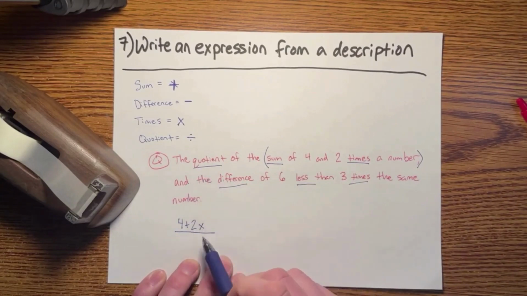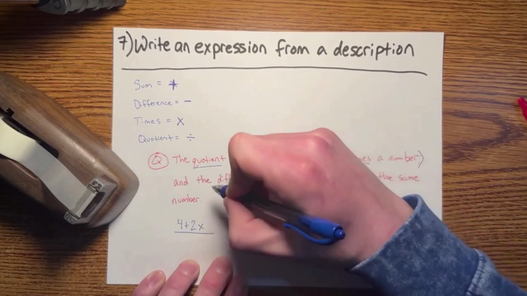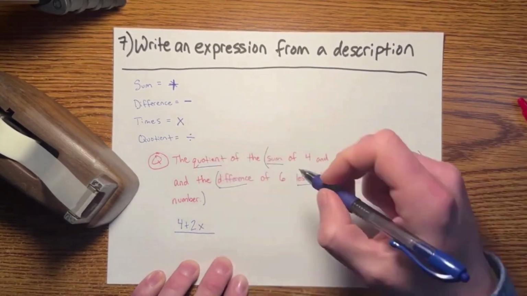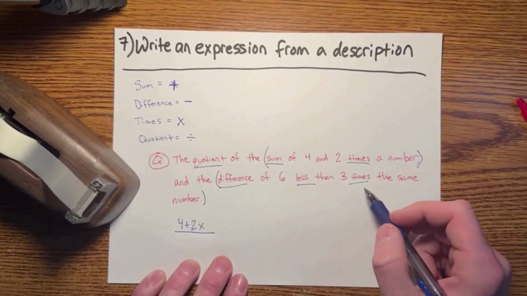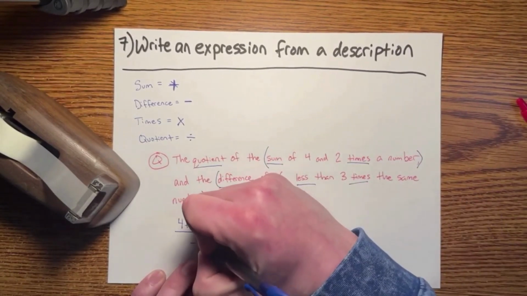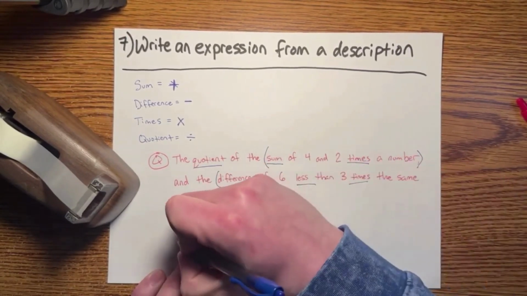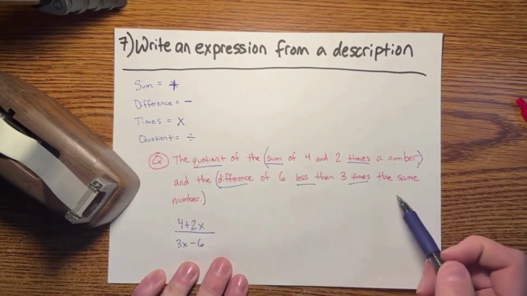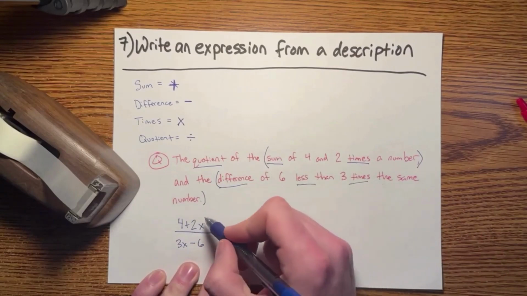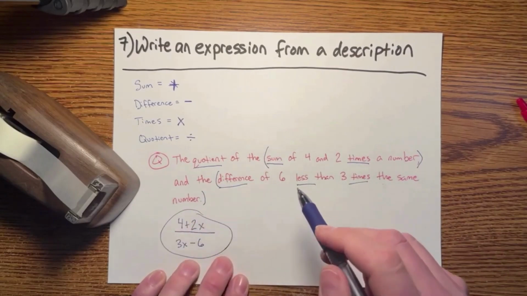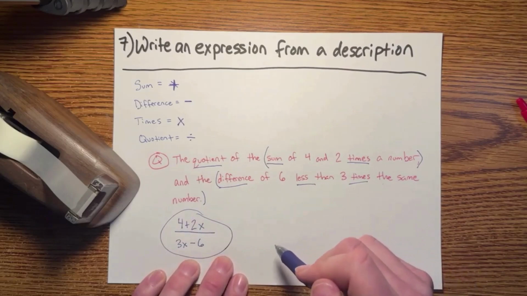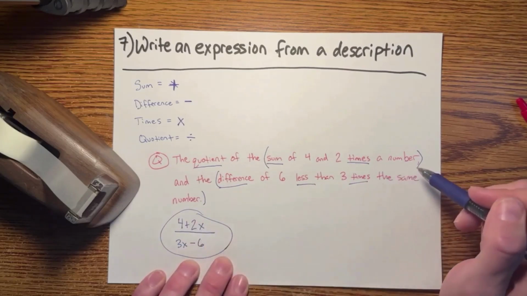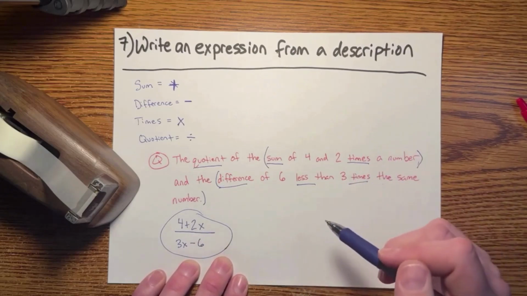And on the bottom of the division is the difference of 6 less than 3 times the same number. So 6 is going to be less than 3 times the number, so we're going to have to subtract 6, and 3 times the number is 3x, so we have 3x minus 6 on the bottom, and that is our final answer. Now again, these are going to be multiple choice questions, so it's going to be a little bit easier to pick out a correct answer as compared to coming up with the expression all by yourself.